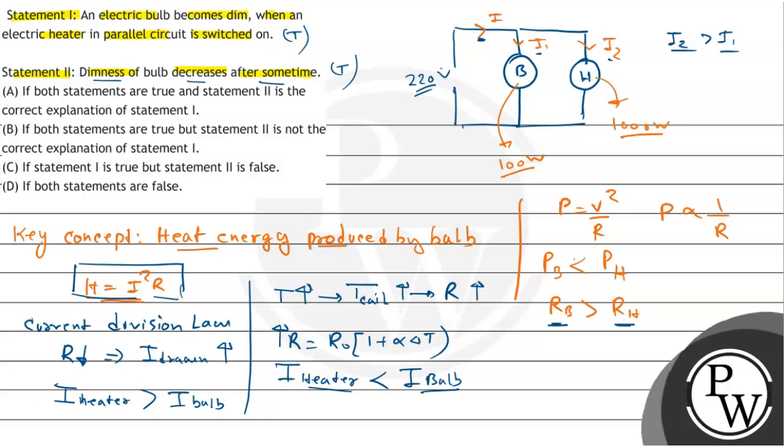But the statement 2 does not actually explain the statement 1. So we can say that our option B is right, that both statements are true, but statement 2 is not the correct explanation of statement 1.